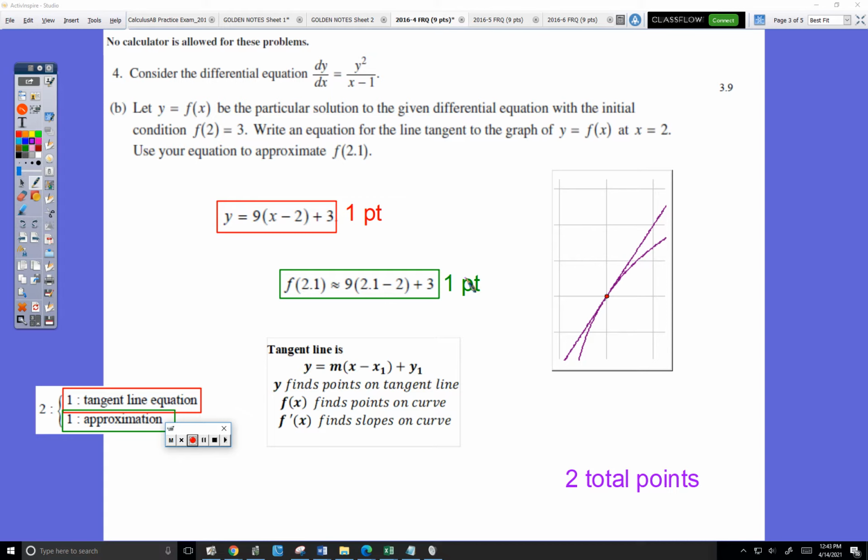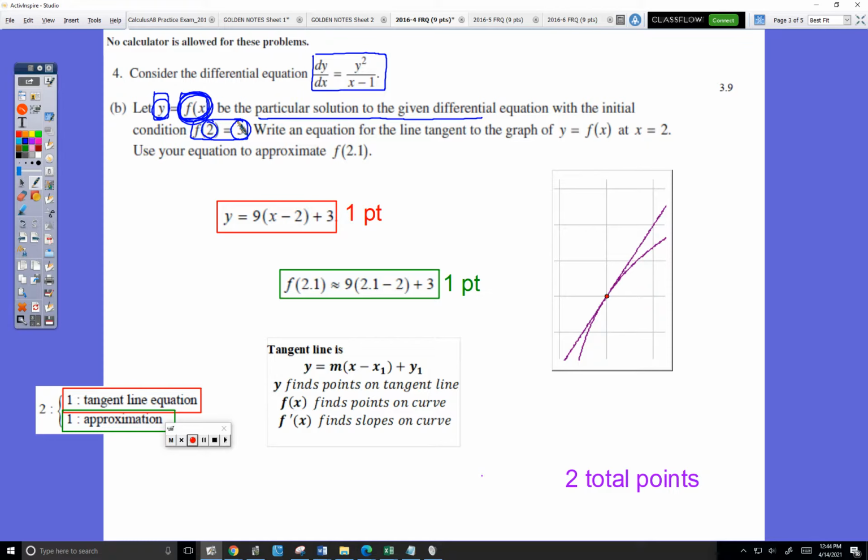Okay, 4b. So 4b says, just like we talked in part 1, let f of x, or y, be the particular solution to the given differential equation. So this is referring to a formula that would represent the amount. This represents the rate of change, or the tangent slope of this. So we're thinking of that. Initial condition f of 2 equals 3. That means the formula we're looking for has an x-coordinate of 2 and a y-coordinate of 3.